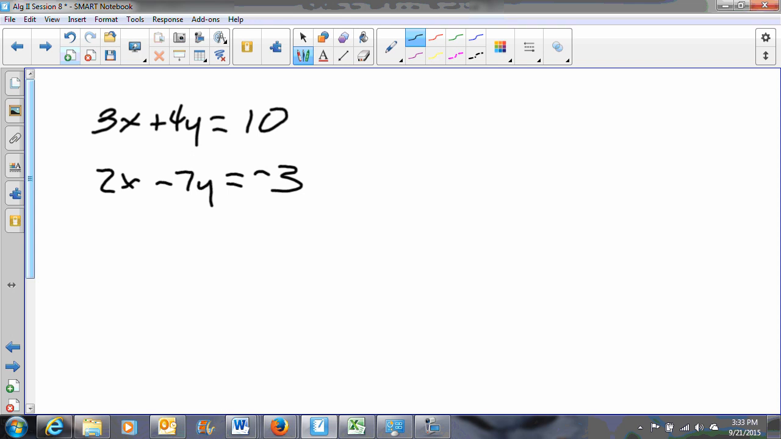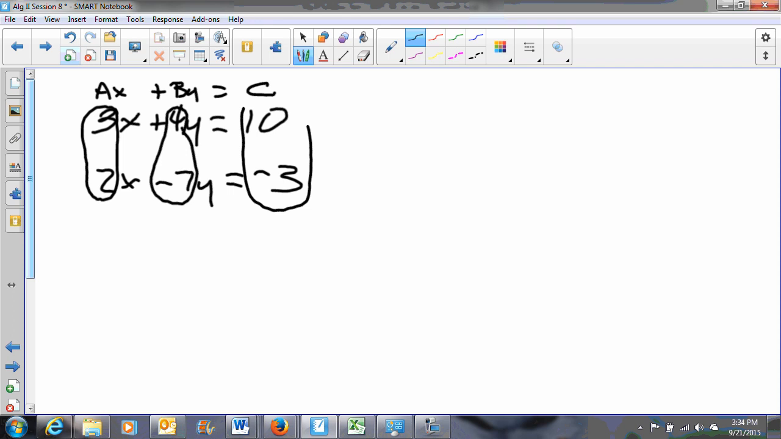Okay, first of all, when you're solving a system using Cramer's rule, we want the equations in standard form. Notice both of these equations are in ax plus by equals c form. Now, I'm going to refer to the coefficients in front of the x's in this system as the x column, the coefficients in front of the y variables as the y column, and the numbers on the other side of the system as the constants.